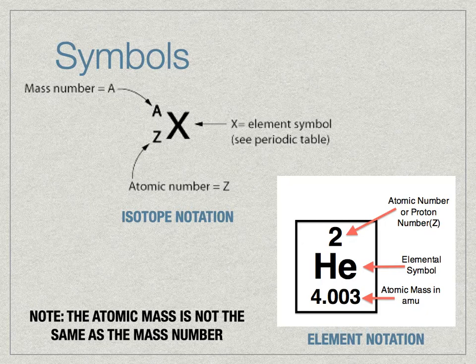For the isotope notation, again, we use the same element symbol, but we have 2 numbers to describe which isotope we have. The bottom number is called the atomic number. The atomic number, again, is the number of protons. The atomic number identifies the atom. Everything that has 2 protons is helium, and every helium has 2 protons. If it doesn't have 2 protons, it's not helium. So that atomic number is the thing that defines what the atom is.